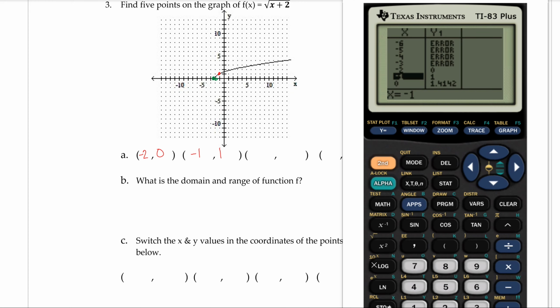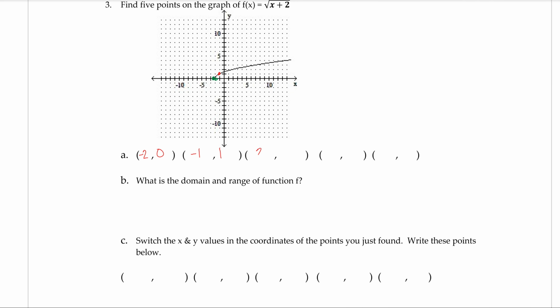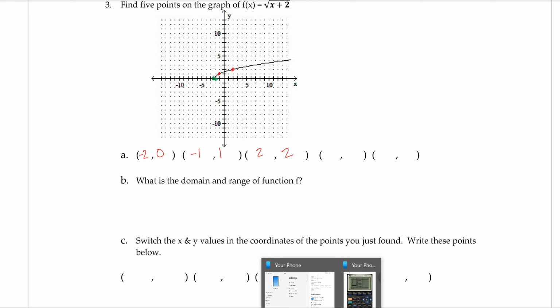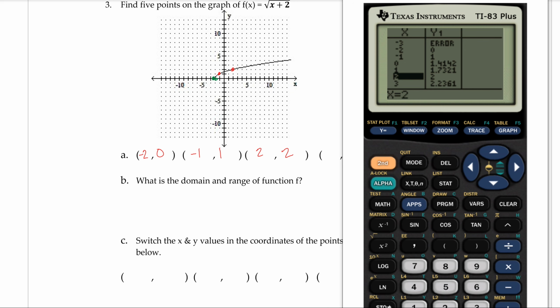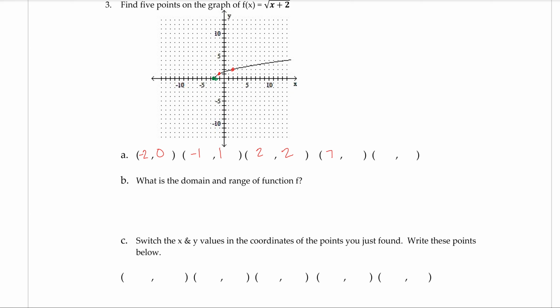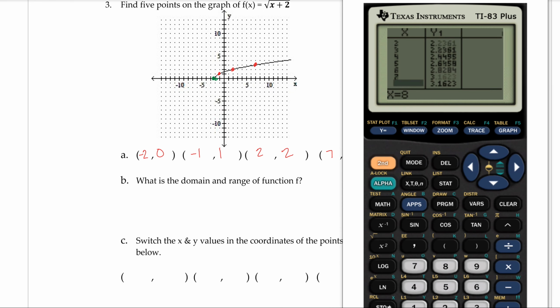And again, I'm going to look for my next clean point. I have it at 2, 2. So again, I put 2, 2. I'm going to plot it also. Look for my next clean point, which is at 7, 3. So I go over 7, 3. And then I'm going to look for my next one, which happens to be at 14, 4.